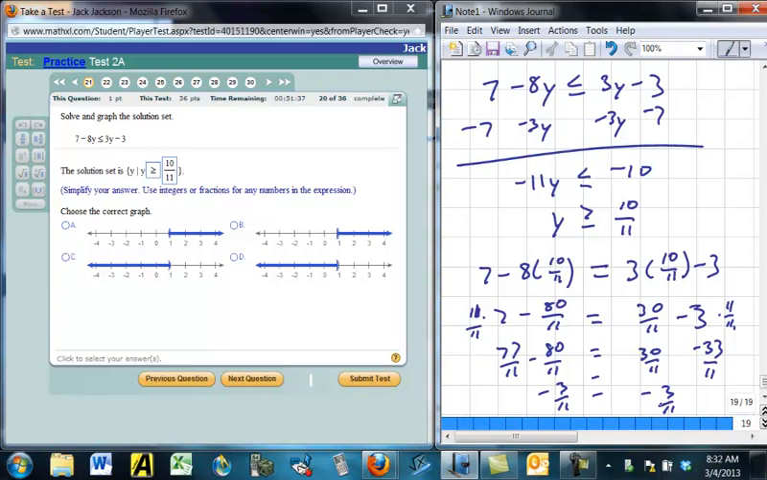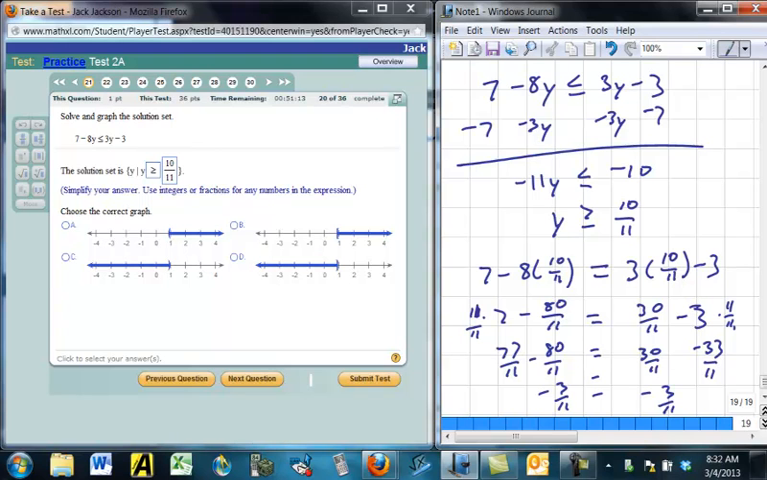Now, which one of these is it we're going to check? We check a point. Again, 0 is the easiest to check. So plug in 0 for y. These two terms go away. You get 7 less than or equal to negative 3. That's false. So 0 would be the one where 0 is not shaded. So that means we're going to be shading to the right, which is exactly what this says. So we have the direction correct.